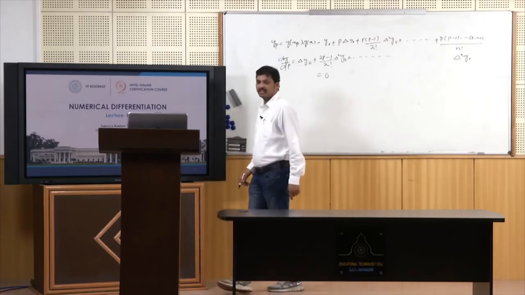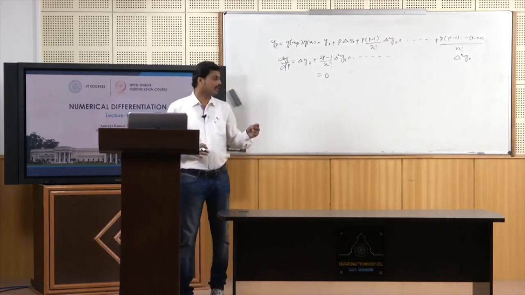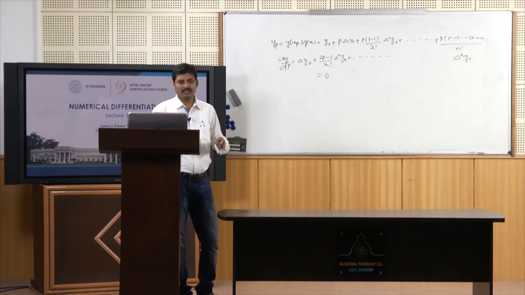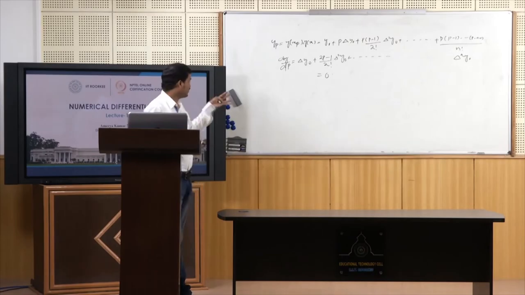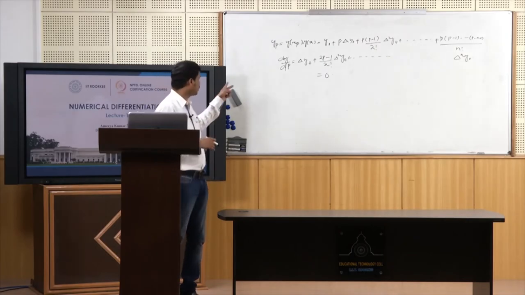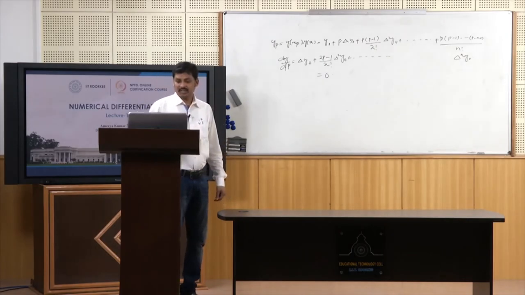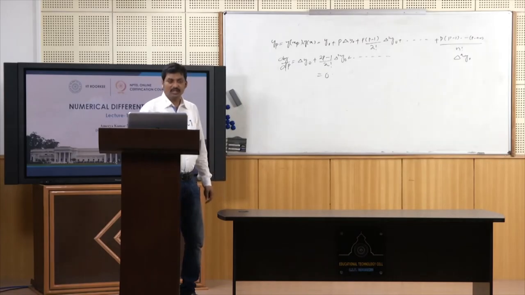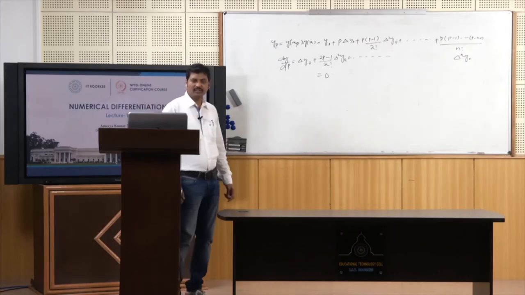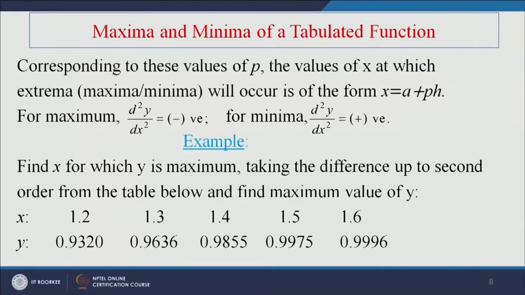This implies that we can just terminate this left hand side series expansion up to certain terms, then we can obtain the maxima or minima of a function. Suppose the left hand side is truncated after, say, third differences for our convenience, then we will obtain a quadratic equation in p, which gives two values of p. Corresponding to these values of p, we can have a maxima or minima at that point.